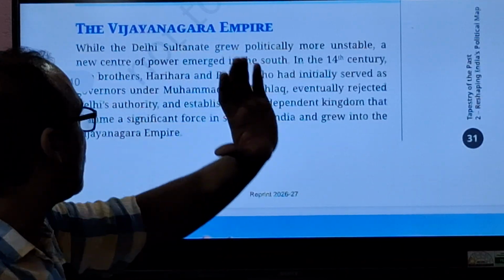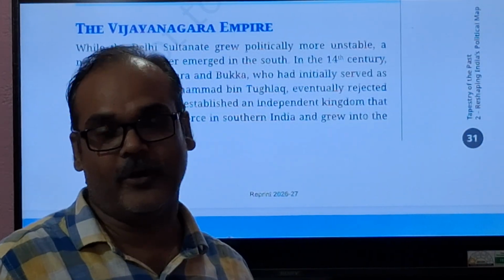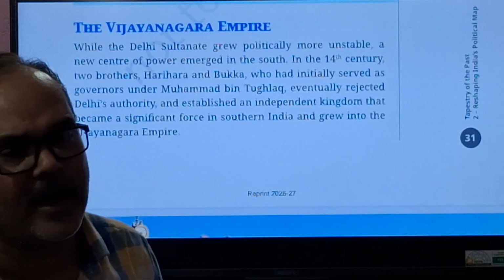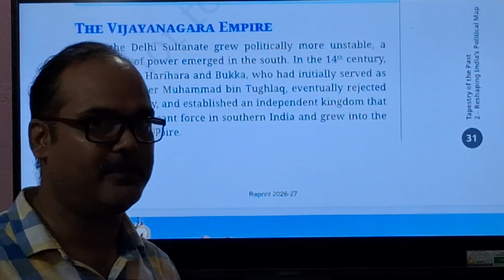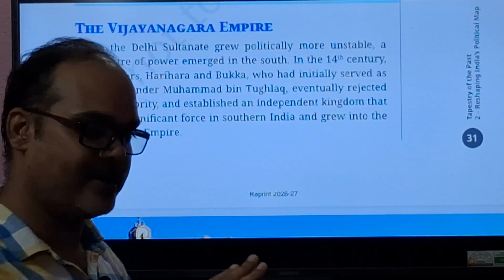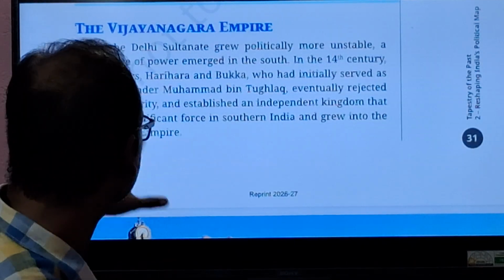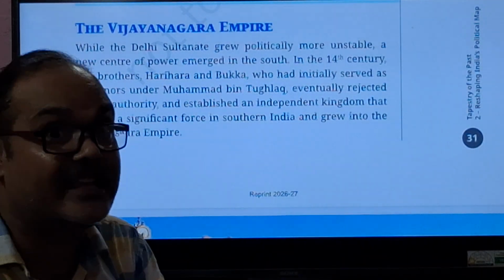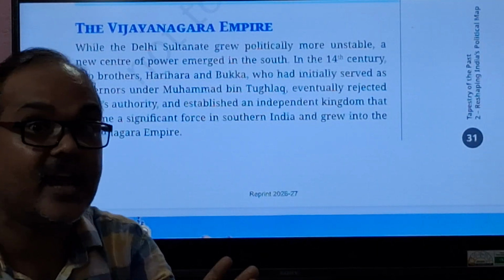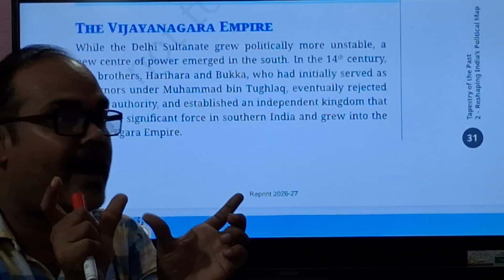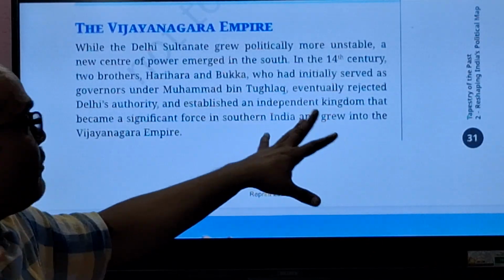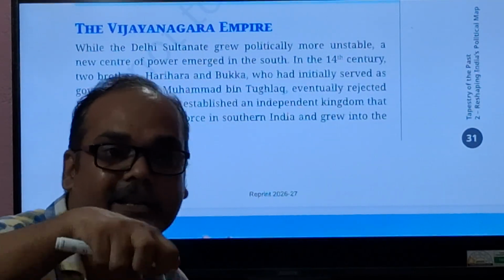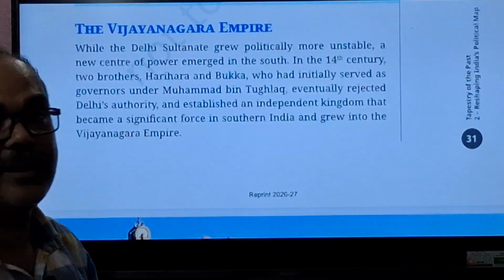Now, let's talk about the Vijayanagar Empire, one of the famous empires in the south. Two brothers, Harihar and Bukka, were the governors of Muhammad bin Tughlaq. But what did they do? They left Muhammad bin Tughlaq and moved to the south. While the Delhi Sultanate grew politically more unstable, a new center of power emerged in the south. In the 14th century, two brothers Harihar and Bukka, full name Bukka Raya, who had initially served as governors under Muhammad bin Tughlaq, eventually rejected the Delhi authority and established an independent kingdom in the south. We call it the Vijayanagar Empire.